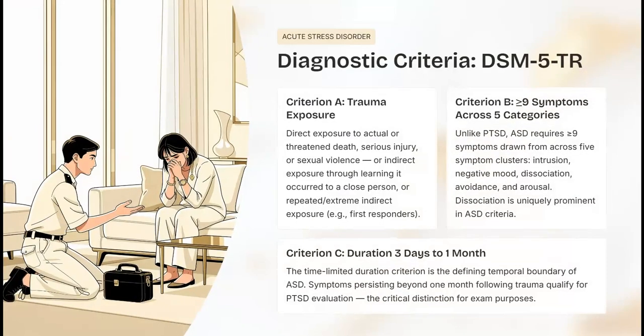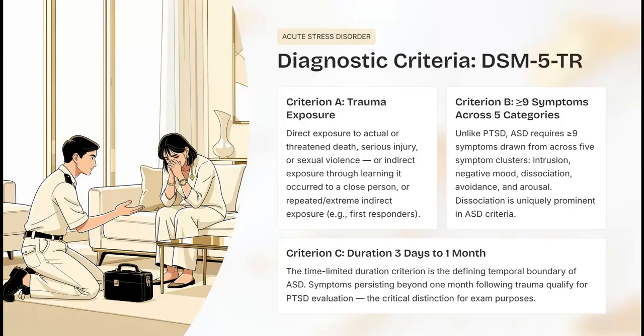So we're going to move on to acute stress disorder. Let's talk about the DSM-5-TR criteria for that. Criterion A is trauma exposure. That emphasizes that exposure can be direct, experiencing the trauma themselves, or indirect, like learning it happened to someone else, or repeated exposure like first responders see.